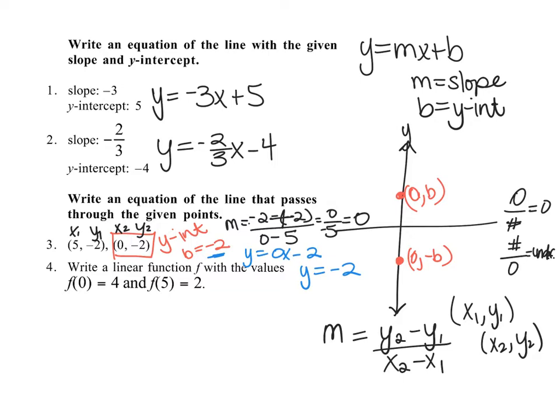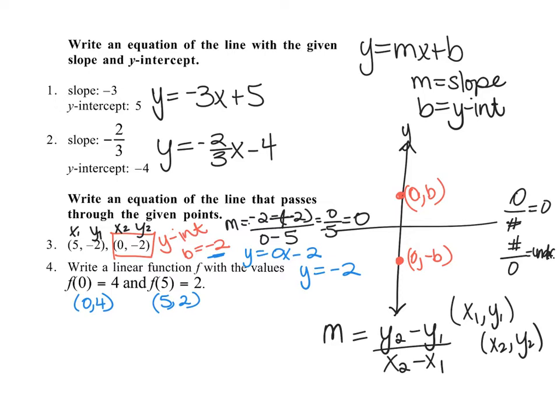Okay, number 4 is given, write a linear function f with the values f of 0 equals 4 and f of 5 equals 2. Now in function notation, that's just another way of writing an ordered pair. F of 0 equals 4, it means that it's the point 0, 4. For the function f, when x is 0, y is 4. And for the function f, when x is 5, the y is 2. So you can write it as an ordered pair, or you can just leave it and work with it that way in function notation. So the first thing we need to find is our slope.